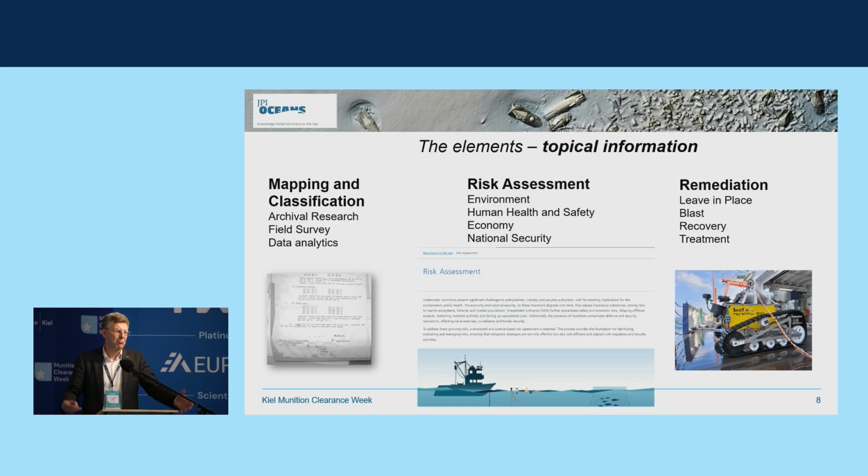There's a central element, three topical information blocks about mapping and classification, for archival research, field survey, data analytics. There's a block about risk assessment: environmental, human, economic, and security risks. These are all text, a little bit like in this screenshot. And then there's also the logical sequence that we all know, the value chain about the remediation, whether leave in place or blast or recover or treat.